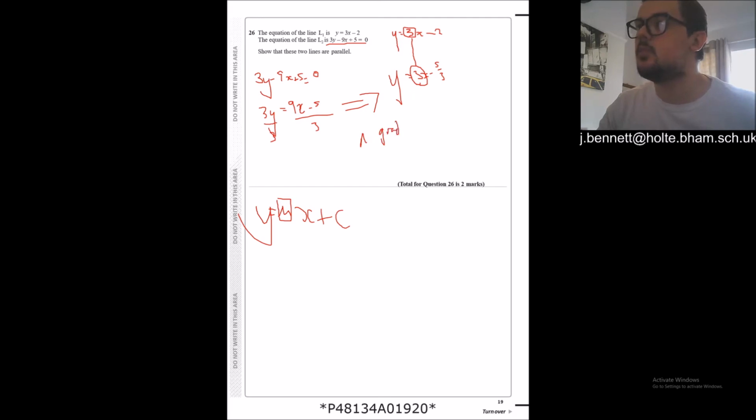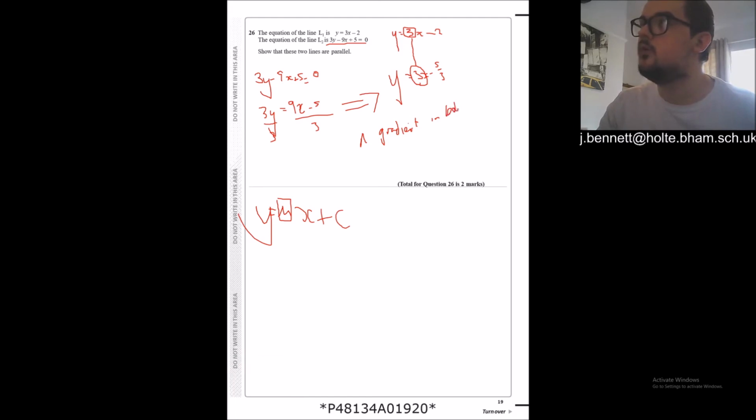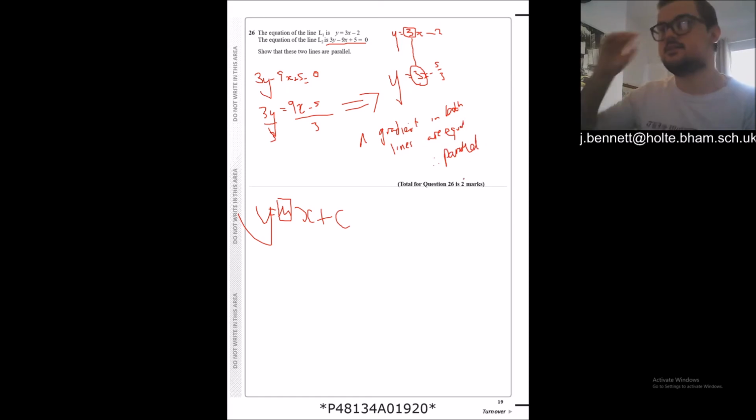Gradient in both lines are equal, therefore parallel. That's an awful way of me trying to say both. That, take my word on it, that's parallel.